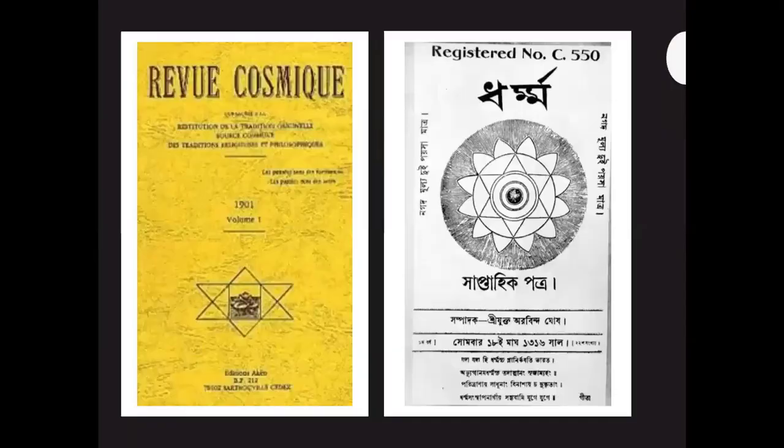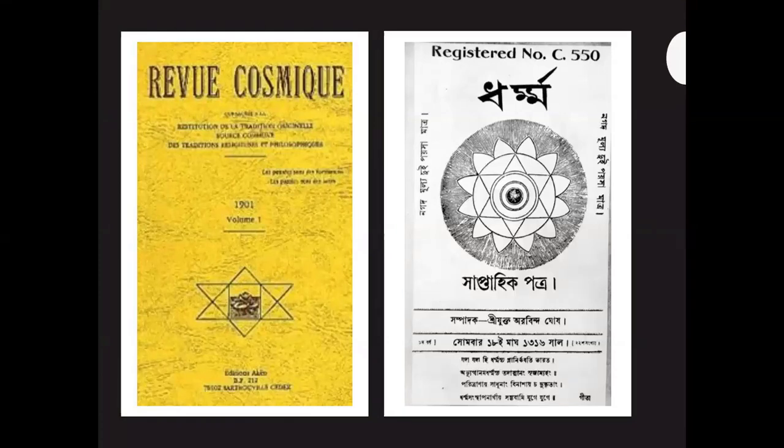So here we see the origins of that symbol. On the left, you see the cover page of a magazine that used to be brought out in Paris in 1901 called the Revue Cosmique. And you can see that symbol right there. The symbol consists of two triangles, and the square that's formed in between them has water, waves. And on the waves, there is a lotus. It's exactly what we saw, just a little bit more simplified and refined.